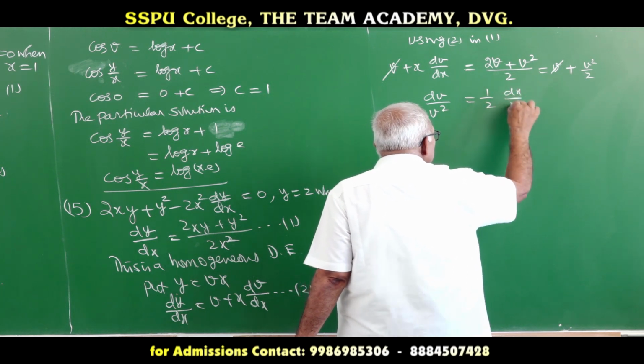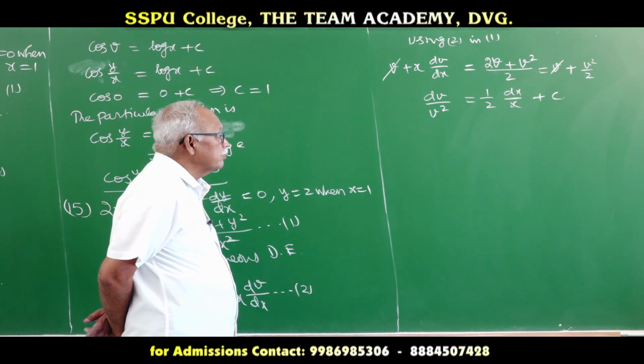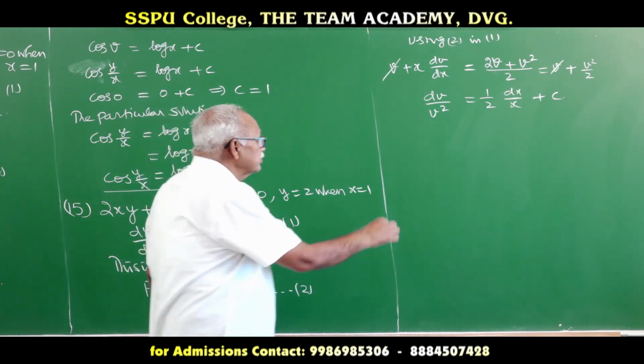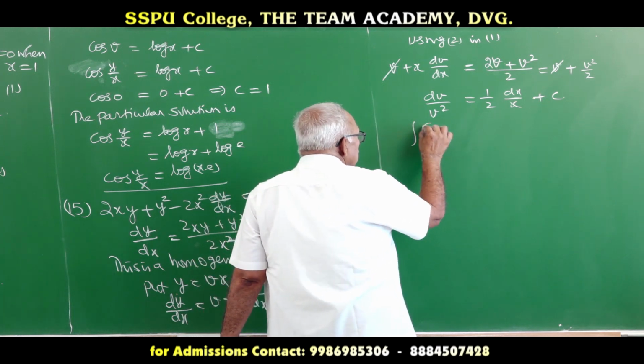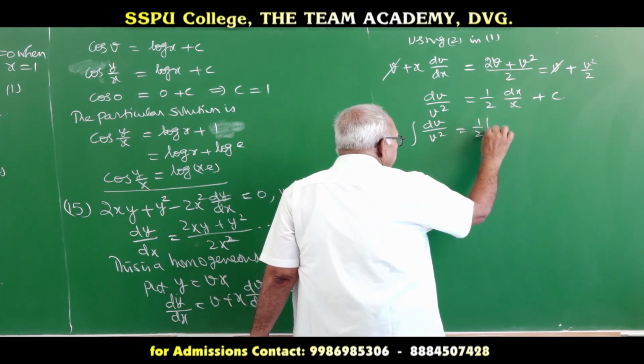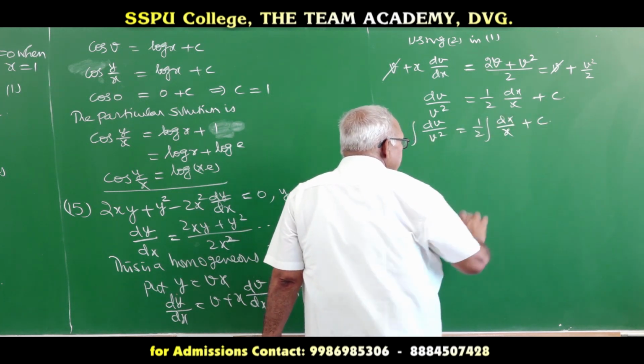Now, this will be taken as V square by 2, dV by V square is equal to 1 by 2 dx by x plus c. 1 by 2 I am keeping on the right hand side itself. Now, integration we have to start. This is dV by V square is equal to 1 by 2 integral dx by x plus c.